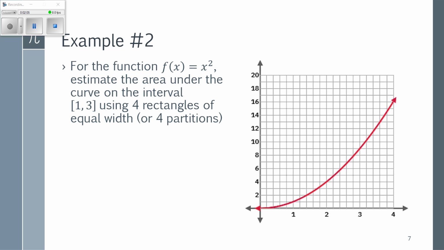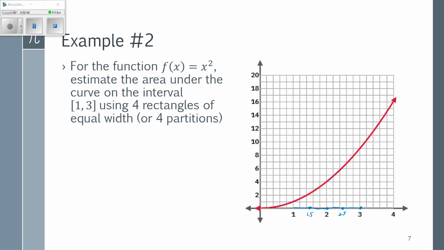So we're even being told use 4 rectangles of equal width. You will also see the phrase 4 partitions. When it says 4 partitions, that means whatever shape we're using, we want 4 of them, and we want them to be equal width if possible. Since we're controlling this, I can make them equal width. So I'm going to be going every half unit in x. So I've got a rectangle that's going from 1 to 1.5. I've got a rectangle going from 1.5 to 2, from 2 to 2.5, and from 2.5 to 3.